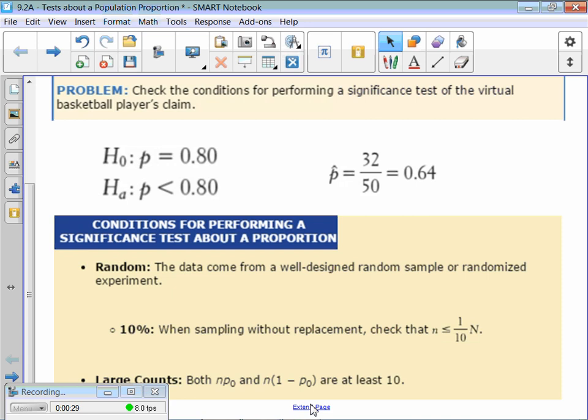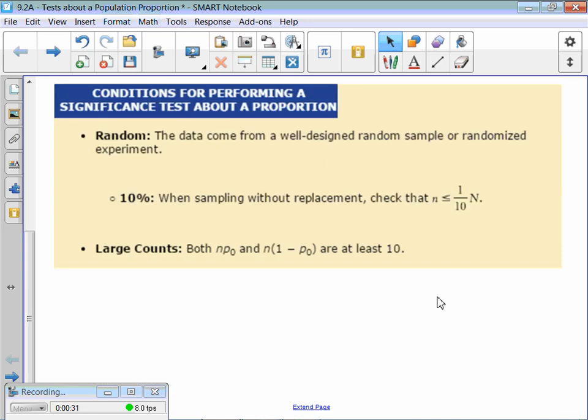So your conditions for checking before you do a significance test. So you have to check, is it random? And you should write this down. So the problem's going to have to tell you that it came from a well-designed random sample or randomized experiment. Okay, then you have to check 10% when you're sampling without replacement, which is n is less than or equal to a tenth of N. This gives you independence, right? As long as you have a big enough sample.